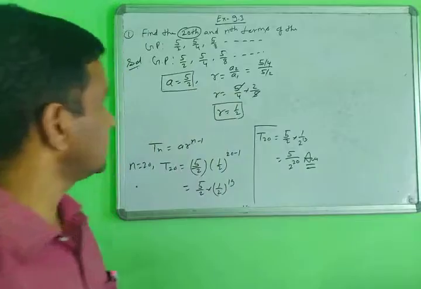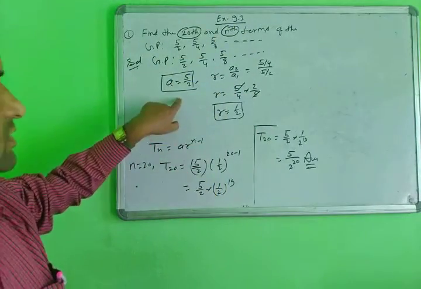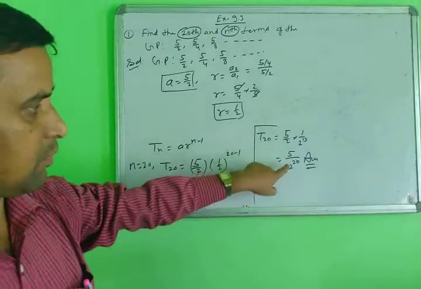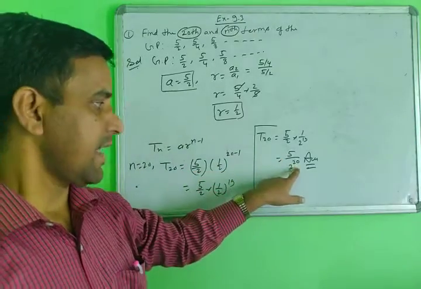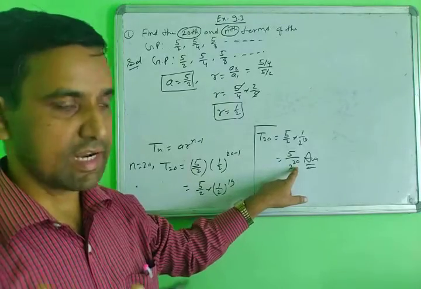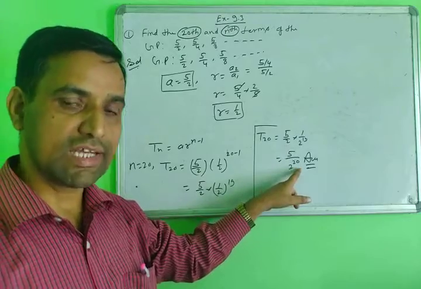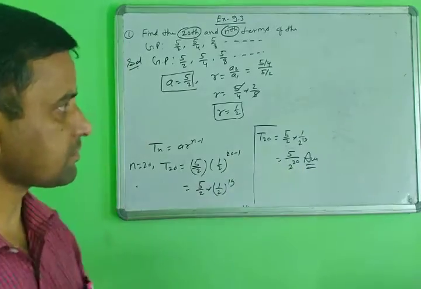Second answer, you will find the nth term. In the first answer, you have 5 upon 2 exponent 20. Suppose the exponent is a big value like 7, 8, 9, 10, 20, then you will not expand it. Suppose your exponent is 5 or less than 5, then you will expand it.